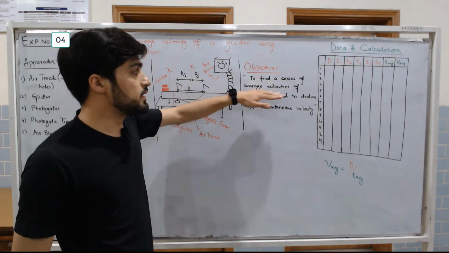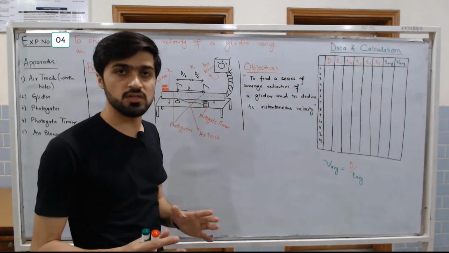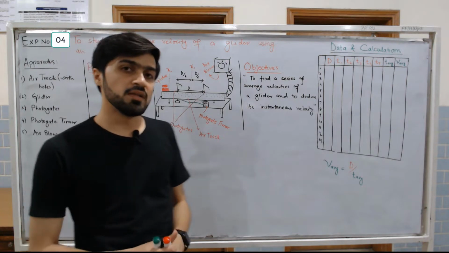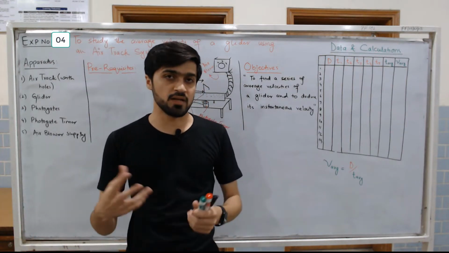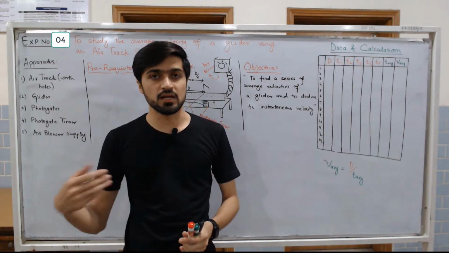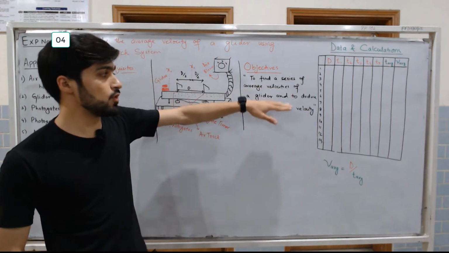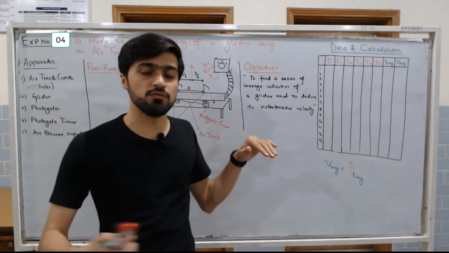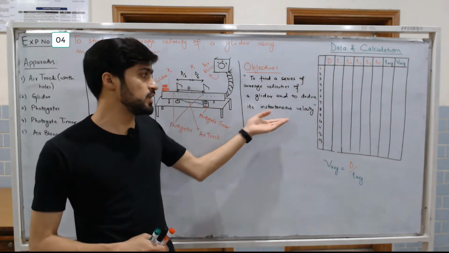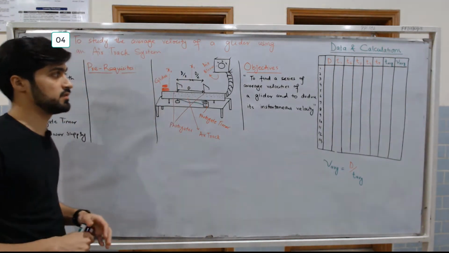We have to find the series of average velocities of a glider, and then we will use those velocities to deduce its instantaneous velocity. That means we will be finding the average velocities of a glider, and using them we will be plotting a graph at the end of this experiment. The graph will be between the average velocities and the distance between the photo gates, which we will be discussing shortly, and that graph will actually give us the instantaneous velocity. So you should know the purpose or the objectives of this experiment.